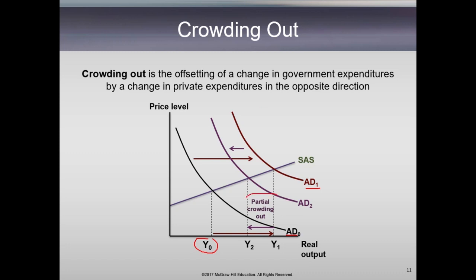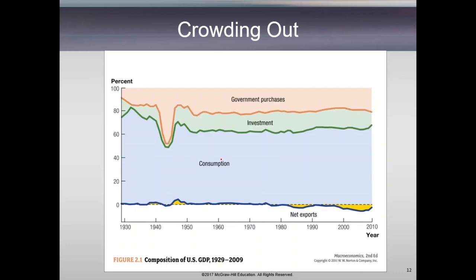Here I've got partial crowding out. So the crowding out isn't complete, but it decreases, you can see, the effectiveness of fiscal policy, because rather than moving all the way out to Y1, the crowding out effect has an offsetting effect where we move back to Y2. Okay? So that's what crowding out looks like in aggregate demand, aggregate supply. Okay, and then we're left with a smaller net effect.